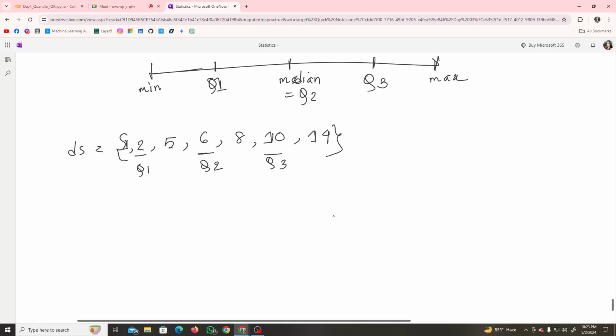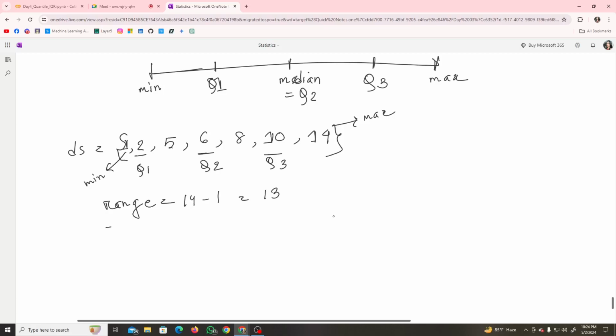So if you calculate the range, you know how to calculate the range. You just have to subtract the minimum from the maximum value. So the maximum value is 14 here, and your minimum value is 1 over here. So to find the range, you will just subtract it, 14 minus 1, which is 13.